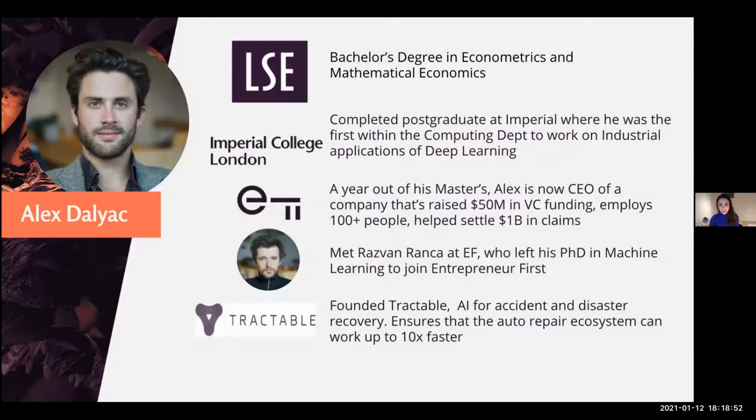Together, they founded Tractable. And so having joined EF a year out of his master's, Alex is now the CEO of a company that's raised 50 million in VC funding, employs over 100 people globally, and has helped settle over $1 billion in claims. And so a quote from Alex that really stood out to me goes as follows. We've gotten to a place in our careers that could have taken us 20 or 30 years in just 5. By simply deciding we didn't want to wait. EF gives you that opportunity to accelerate your life and do what you really want to.